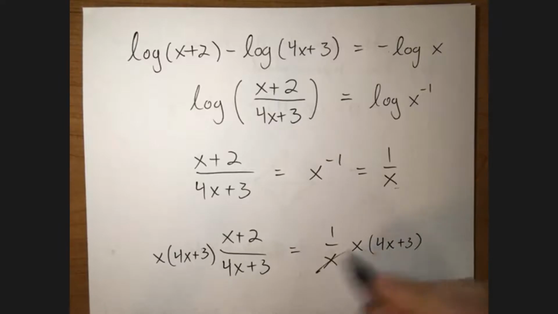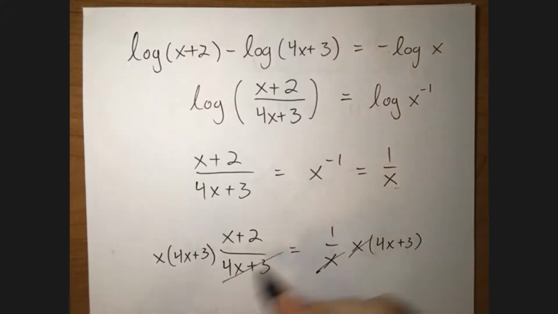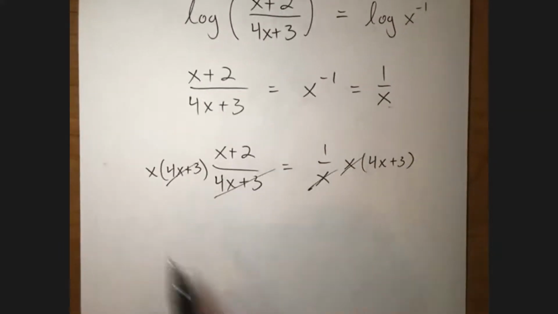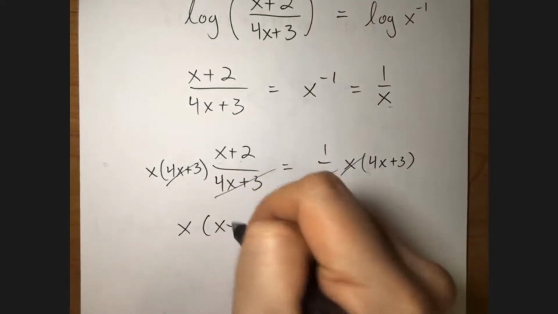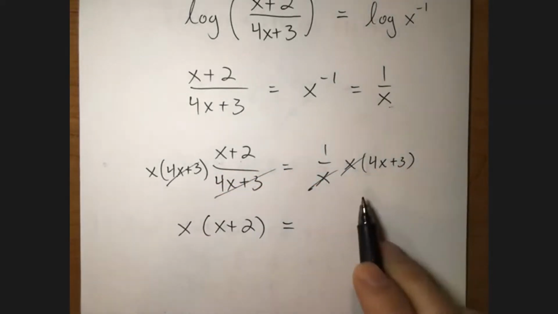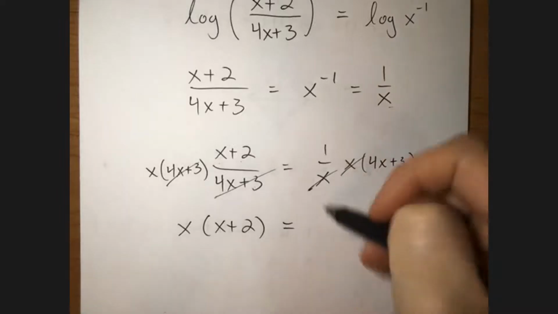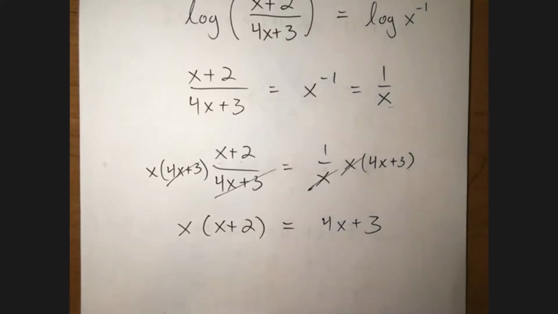Okay, so the x's cancel here. The 4x plus 3 cancels here. And what do I get? I get x times (x + 2) equals 1 times (4x + 3). Okay, well that's looking better. I've got a polynomial now, so let's multiply it out.